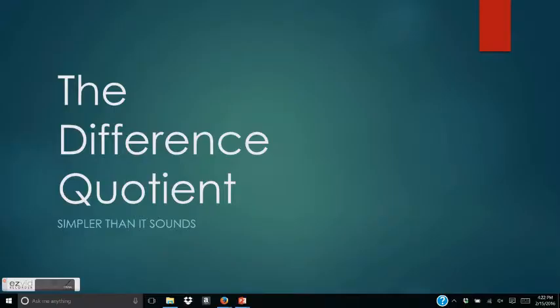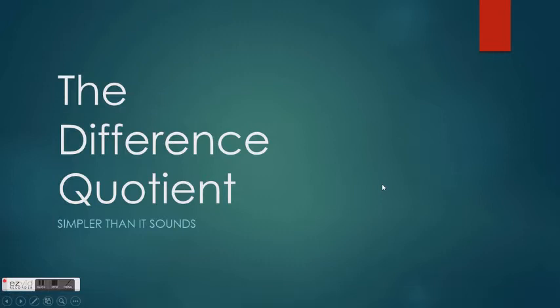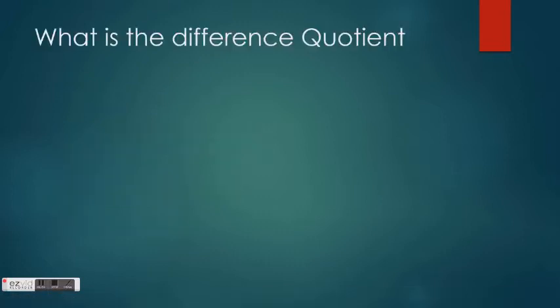with the difference quotient. It's actually a bit simpler than it sounds. So what is the difference quotient? Well, the difference quotient is something that we use to help find slopes of a function.